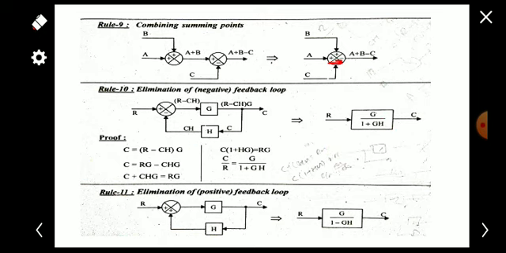Okay, and the elimination of the positive feedback loop. So this is a negative feedback loop, that is, the feedback is given to the negative symbol. If the feedback is given to a positive symbol, how can we eliminate that? So we can simply replace this entire block with a single block having the transfer function G by 1 minus GH. Instead of 1 plus GH, it becomes 1 minus GH, that's all. So C by R will be G by 1 minus GH.